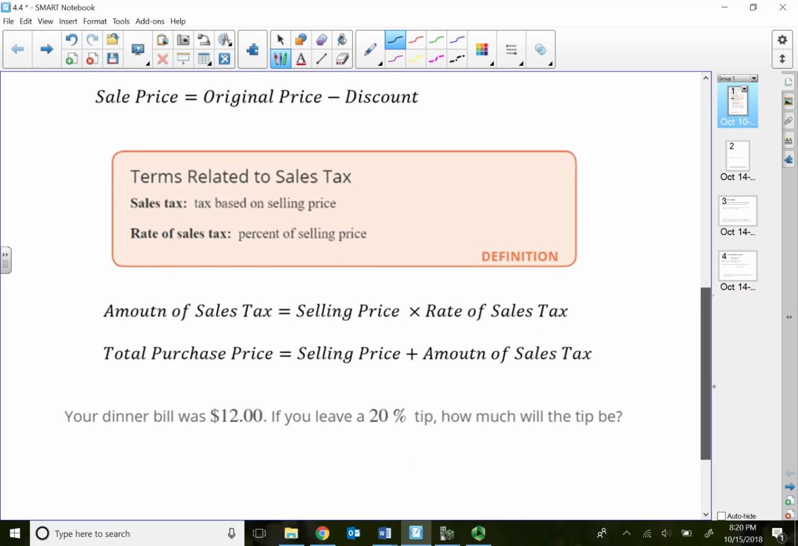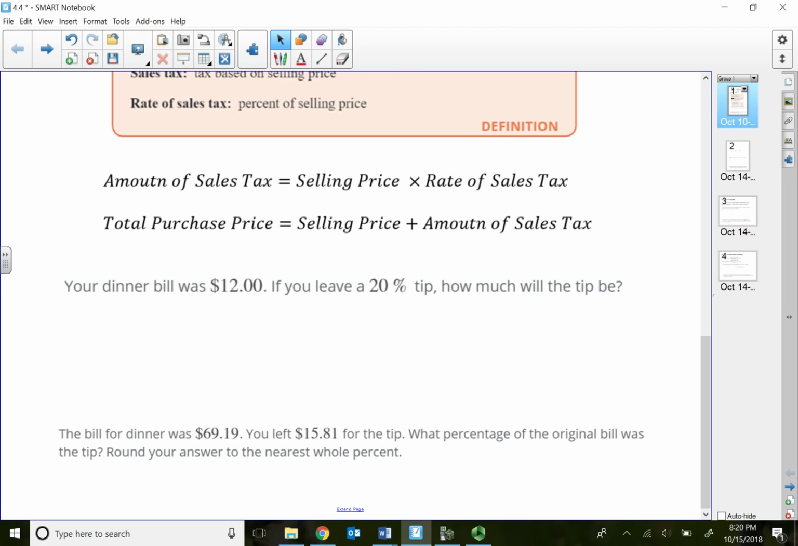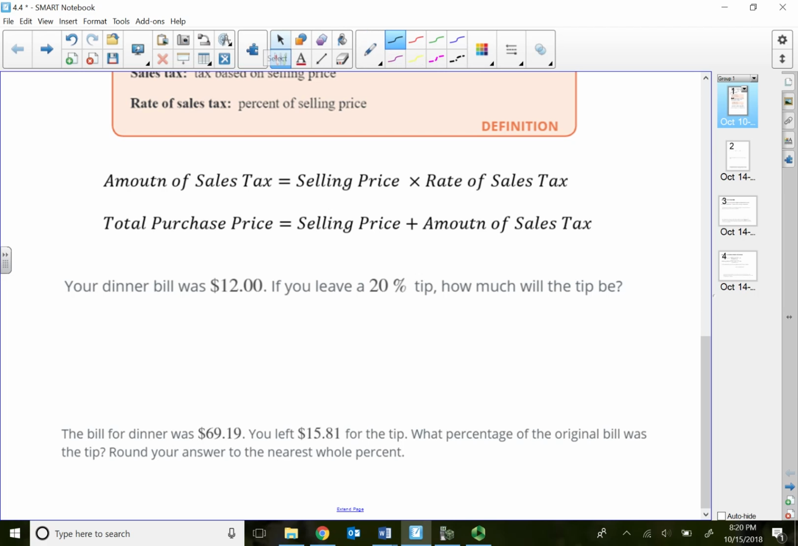All right, let's take a look at this. I did try to group these problems together a little bit, the best I can. Let's start with something easy. Your dinner bill was $12. If you leave a 20% tip, how much will the tip be? The amount of tip in dollars is based on your bill, which is the whole thing you eat, times the percent of tip.